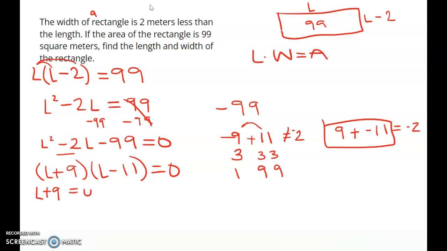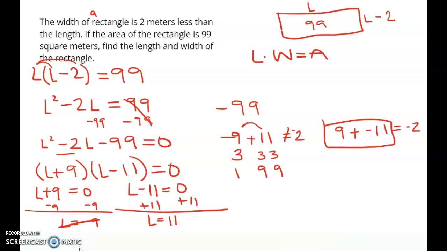L plus 9 equals 0. We subtract the 9 from each side, so L equals negative 9. That's a problem, right? We can't have a negative number, so we know this one is not really the length. L minus 11 equals 0. We add 11 to both sides. L equals 11. There we go. We like this one better because 11 can be a length. We can't have a negative number for a length, but we can have a positive number.